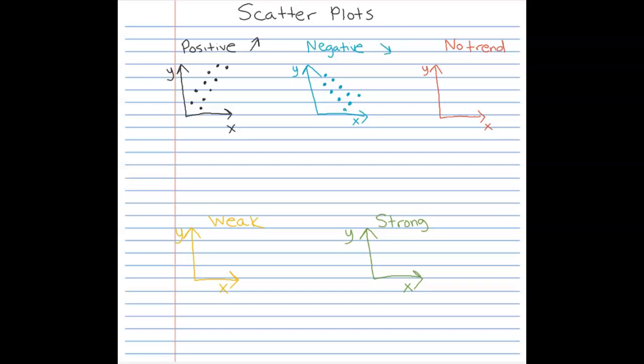So those are two possible scatter plots that you could see. One going up to the right, which would be a positive direction, and then down to the right would be the negative direction.